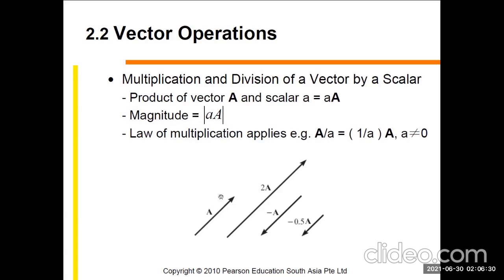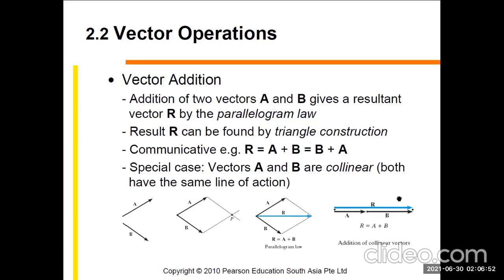So if this is my vector A, if I want 2A, it means I doubled its magnitude and kept the direction because it is positive. If I multiply by -1, it means I kept the magnitude but made the opposite direction. If I multiply by 1/2 or -1/2, the magnitude is halved and the direction is reversed. So this is the multiplication of vectors.